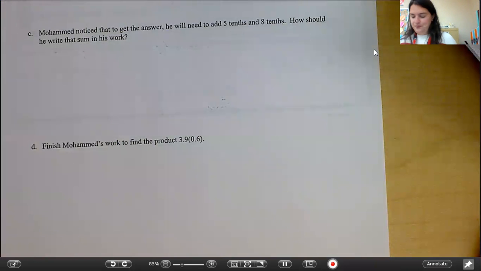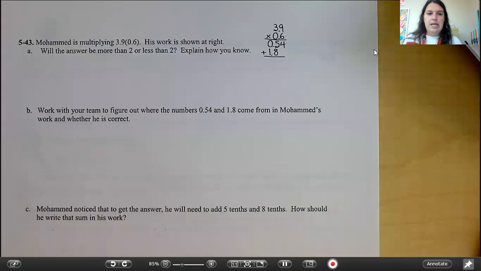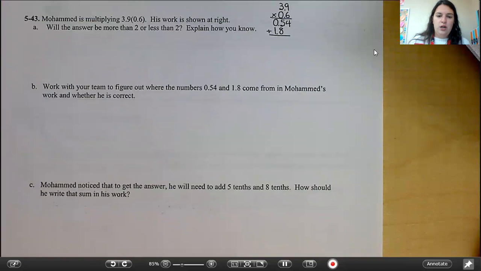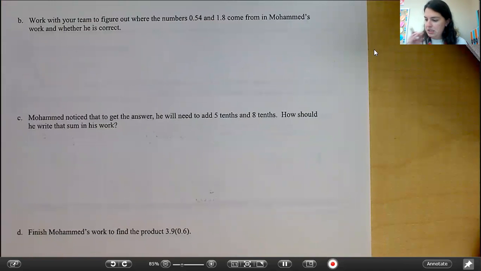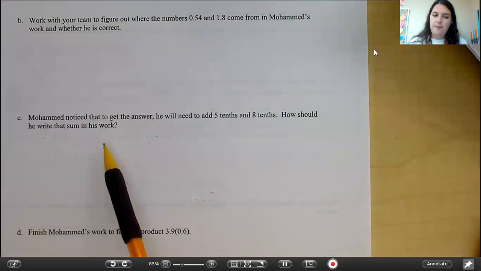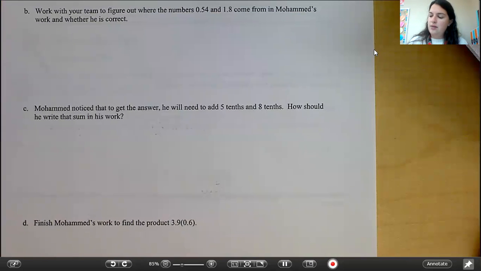5-43. Mohammed is multiplying 3 and 9/10 times 6/10. His work is shown at right. A, will the answer be more than 2 or less than 2? Explain how you know. B, work with your team to figure out where the numbers 54/100 and 1 and 8/10 come from in Mohammed's work and whether he is correct. C, Mohammed noticed that to get the answer, he will need to add 5/10 and 8/10. How should he write that sum in his work? And D, finish Mohammed's work to find the product of 3 and 9/10 times 6/10.